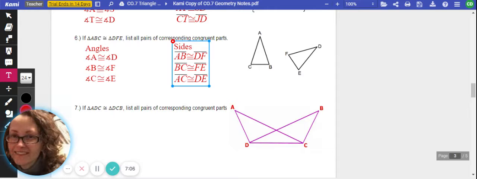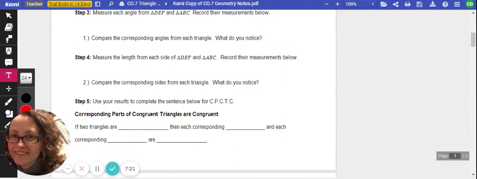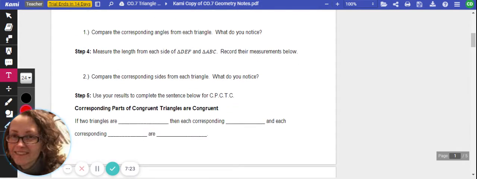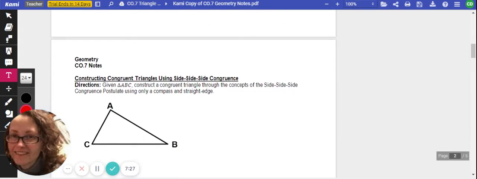You don't necessarily have to go in that order, just trying to get some kind of an order so you don't miss anything, and then you are able to just quickly go through these. Again, these are just going to be using that CPCTC that we ended up discussing before, that corresponding parts of congruent triangles are congruent.